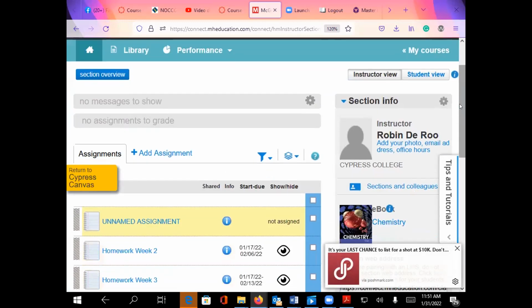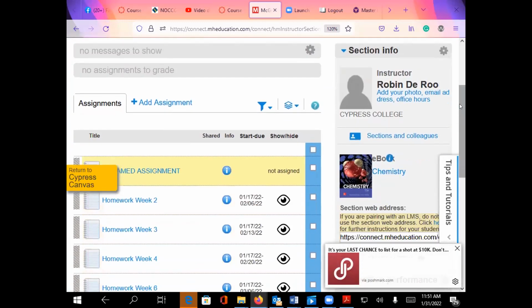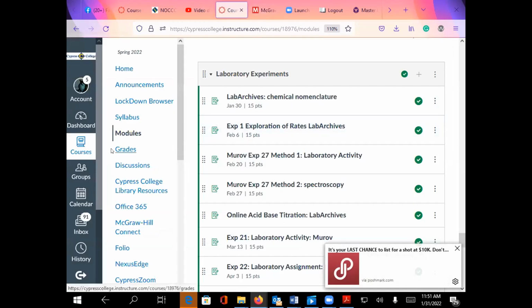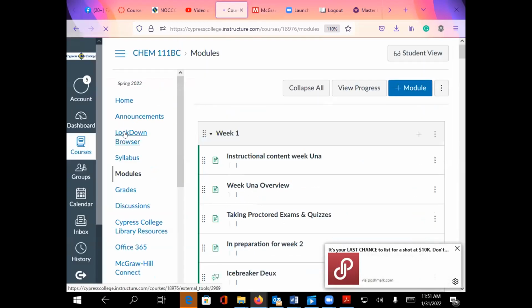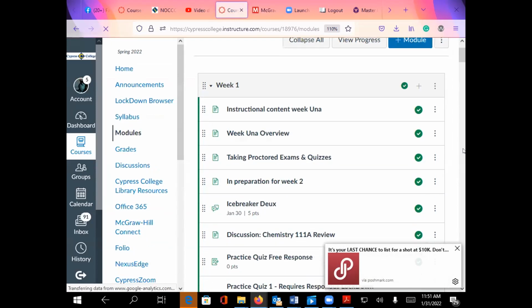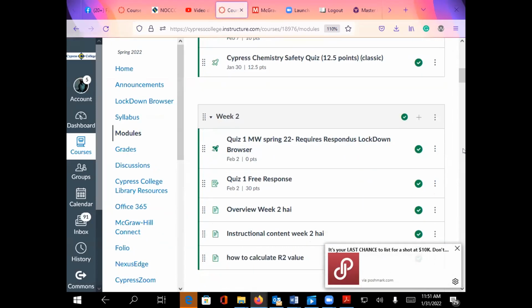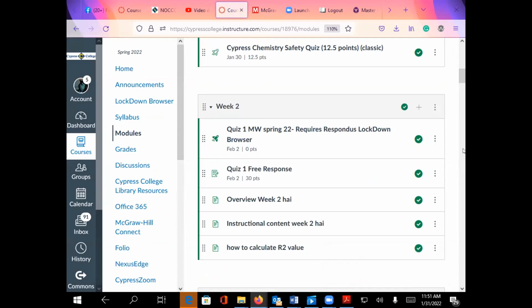And then for the Connect, the due dates are on there. And then for the exams and the quizzes, you'll see those in the Canvas module week 2. So once you've learned how to navigate everything, it's all in Canvas. Try to make it all there.